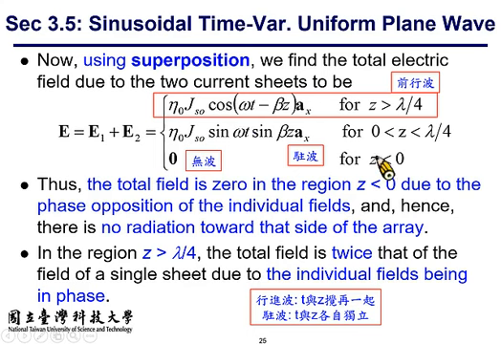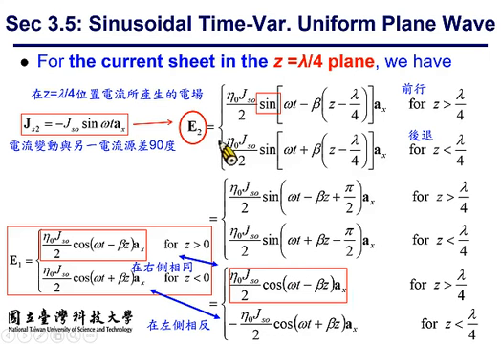Now, in the other direction, you have double the magnitude of propagating wave for positions greater than lambda over 4. And you have nothing for z smaller than 0, right? Okay. And the most interesting part about this solution is the region between 0 and lambda over 4.